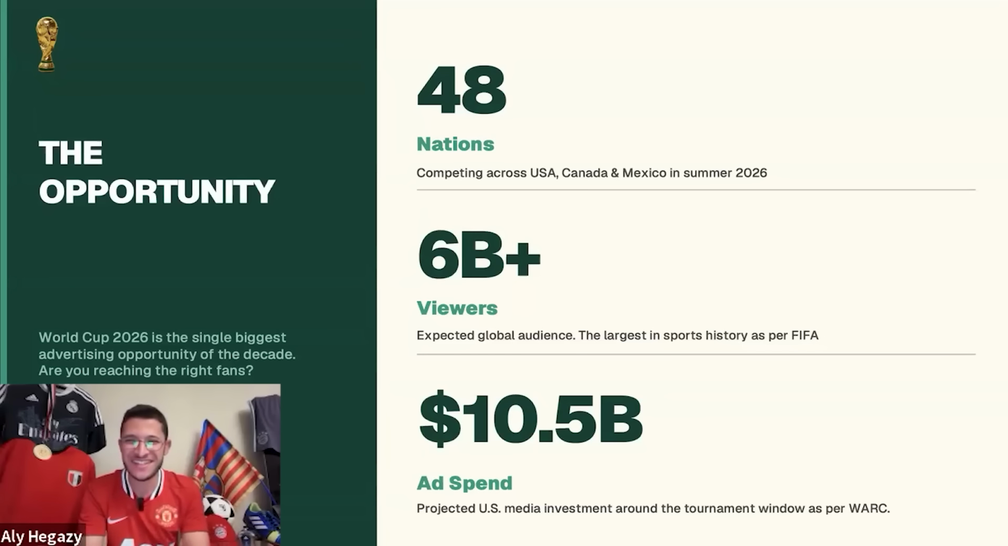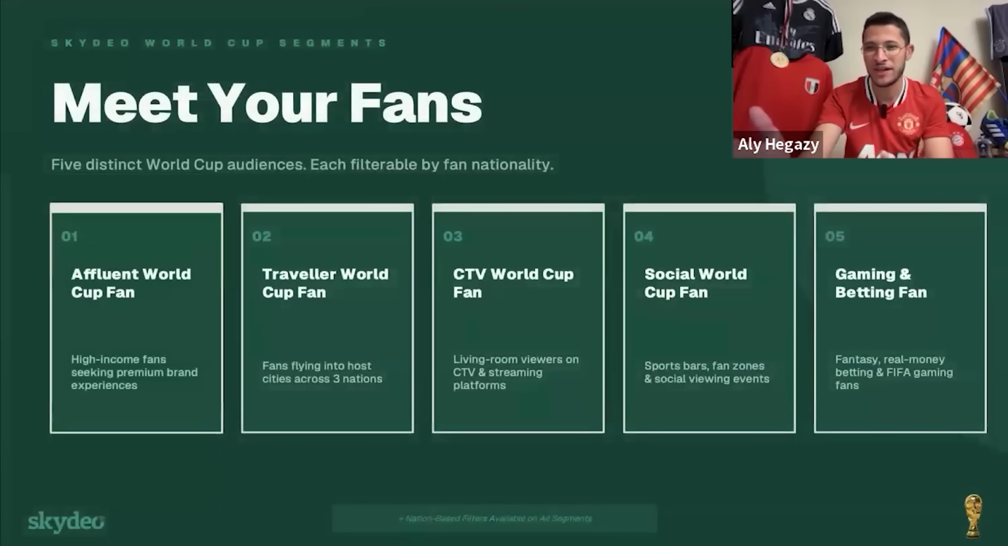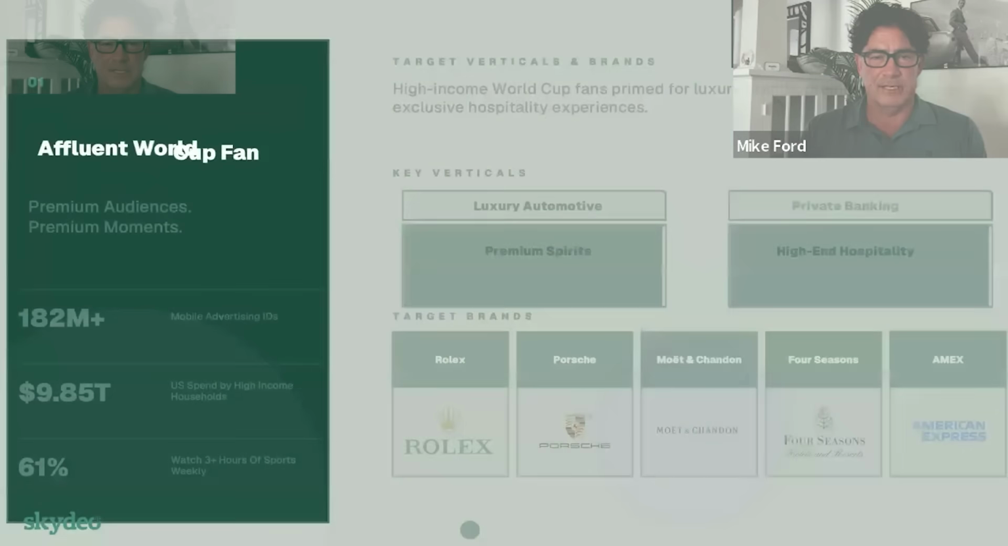So this is expected to be the most viewed event, as I said. So 6 billion global viewers, and the ad spend is going to be huge. So about $10 billion. We need a piece of that, and that's why we created the 5 audiences. This is basically all you need for any ad to already be running. Okay, great. Let's dig into these.